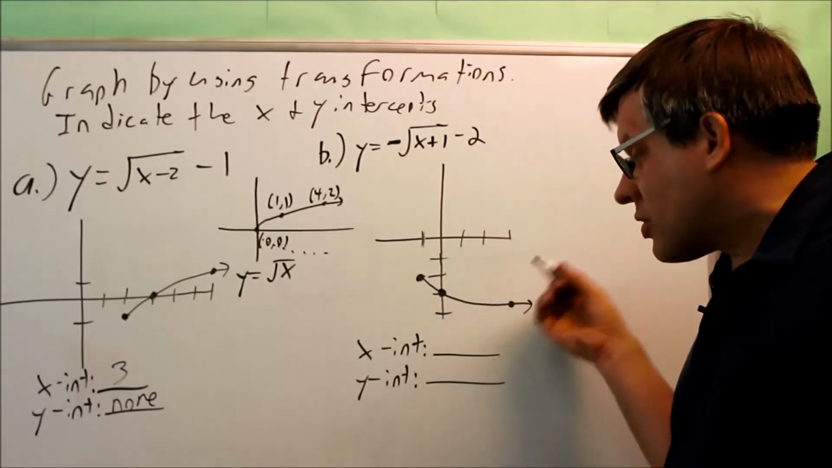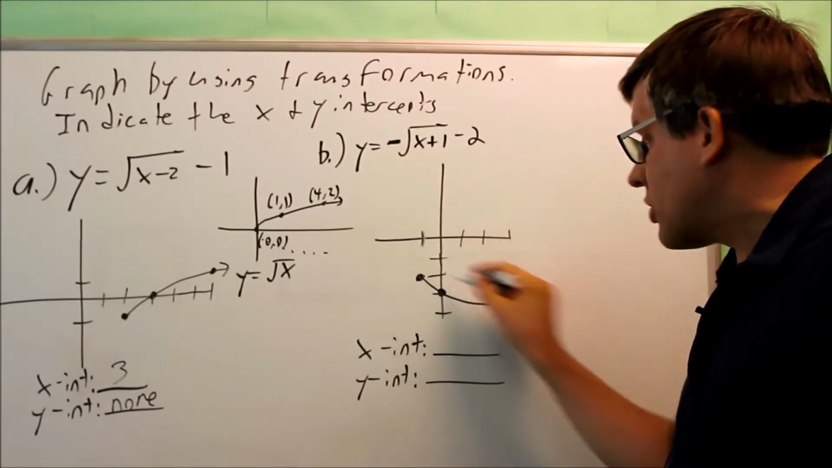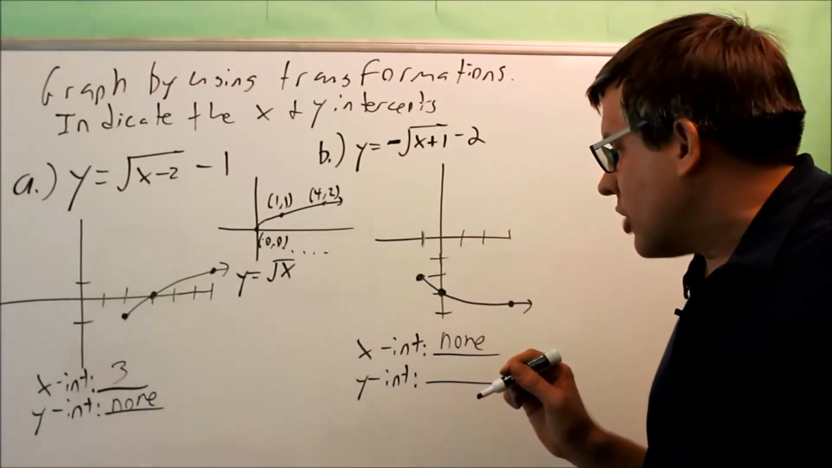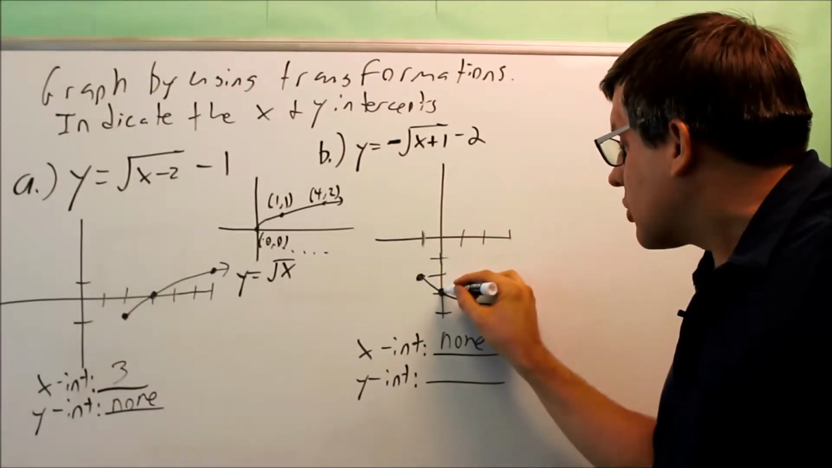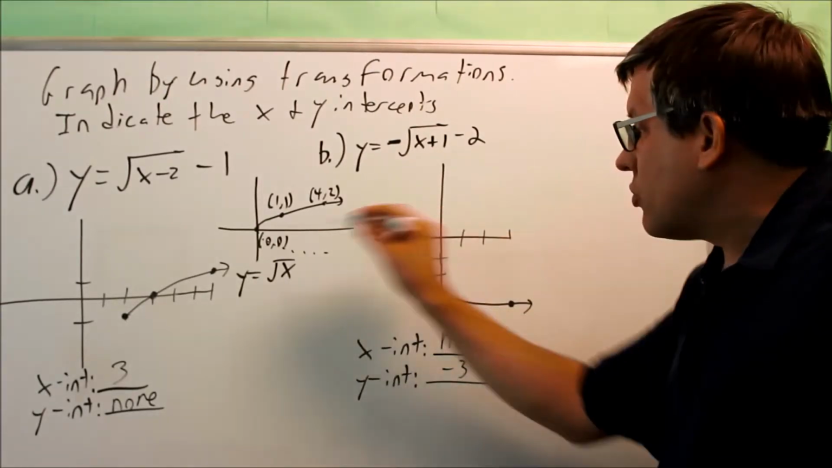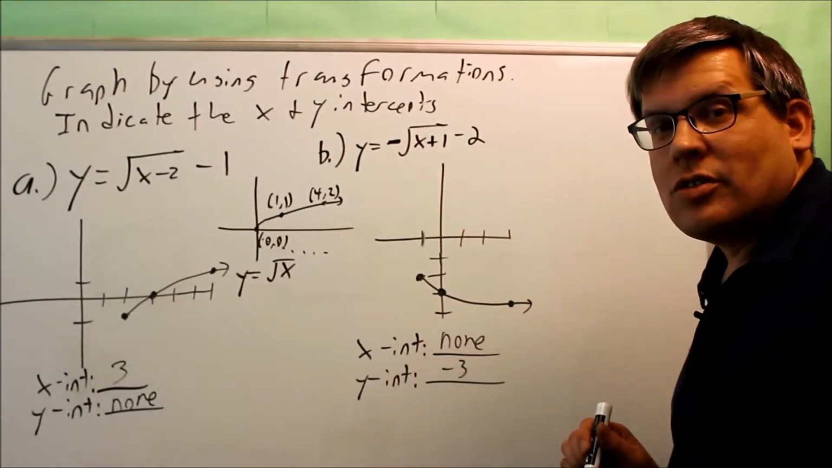Okay, for x-intercepts, there's not going to be any. It doesn't cross it, it's opening down, so this is going to be none. Y-intercept. Okay, y-intercept is going to cross right here at -3. So here's my 2 graphs, and I have my intercepts complete.